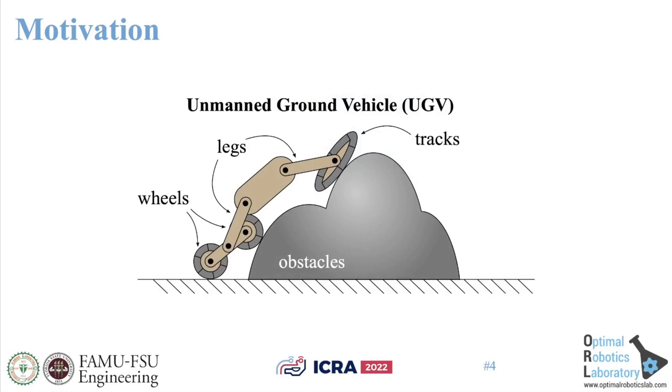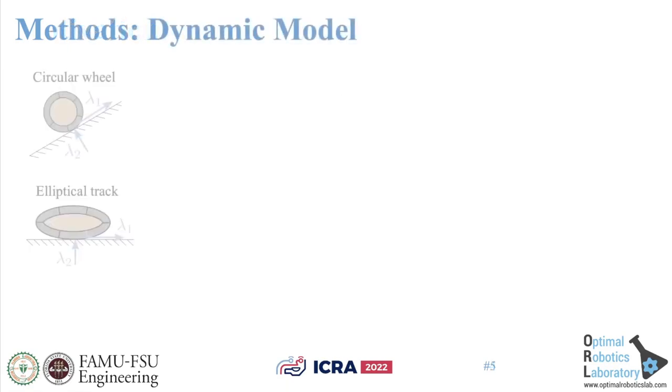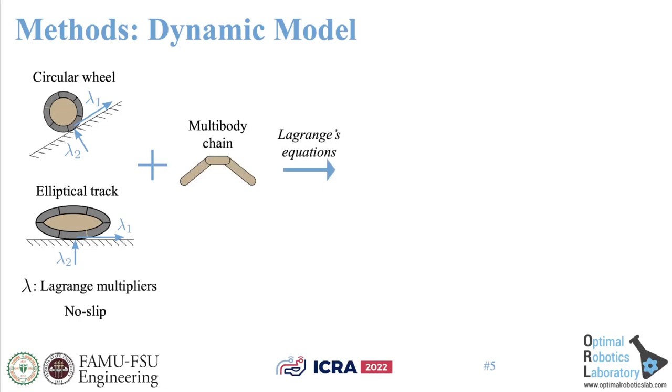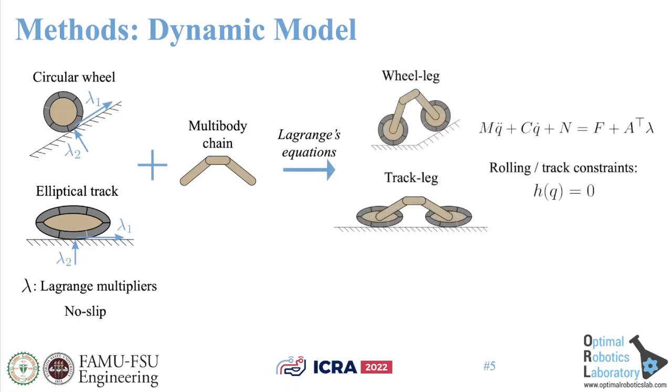As UGV morphologies become more complex and larger obstacles are encountered, more sophisticated motion planning is required. Our formulation can be used to plan motions for such morphologies. We derived the dynamics for a circular wheel on a ramp and an elliptical track. We used Lagrange multipliers to enforce the locomotion constraints and assumed no slip.